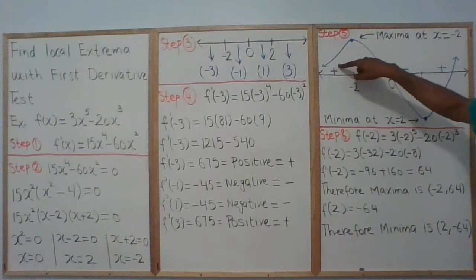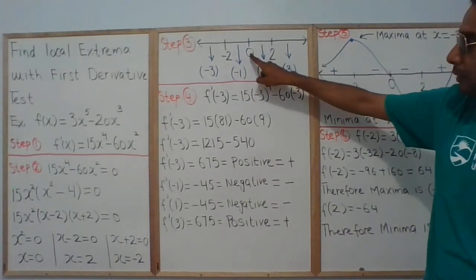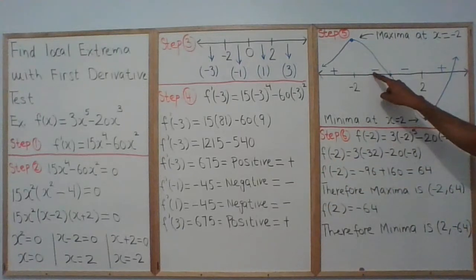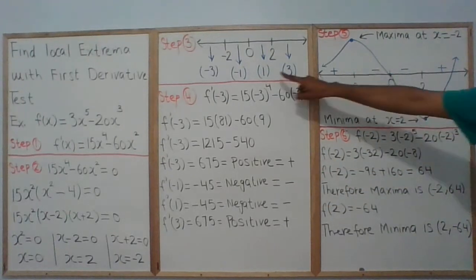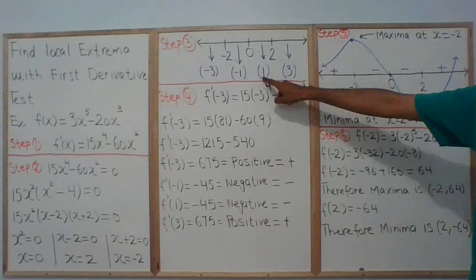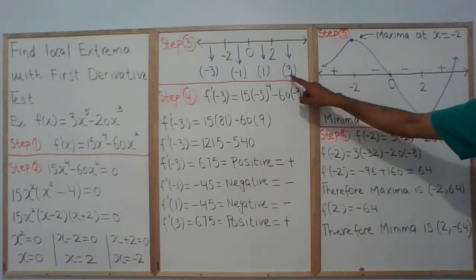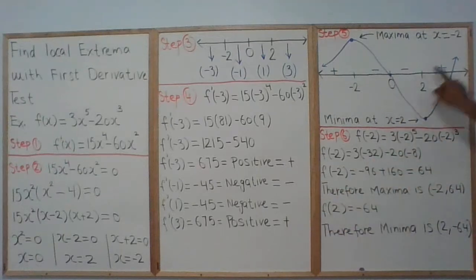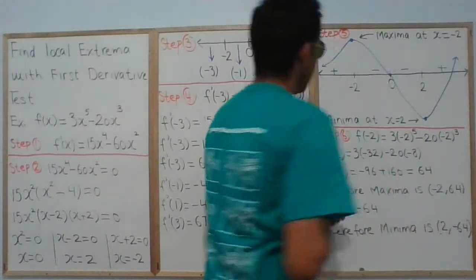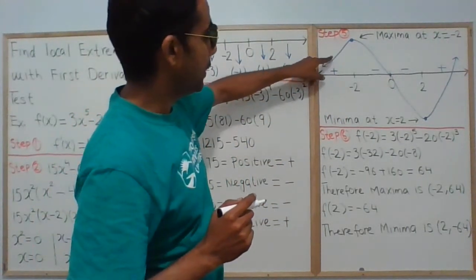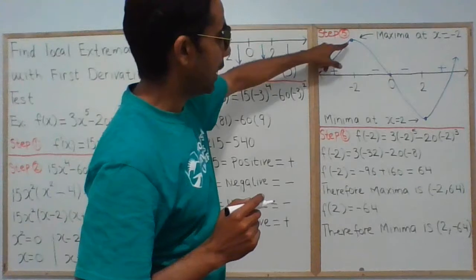Similarly, when we picked a number between negative 2 and 0, when we picked negative 1, we got a negative sign, so I put a negative sign. Similarly, for positive 1, we got a negative sign, so put a negative sign here. For f dash of 3, we got a positive sign, so I put a positive. Now, if you got a positive sign, it means your graph will be increasing in that interval.